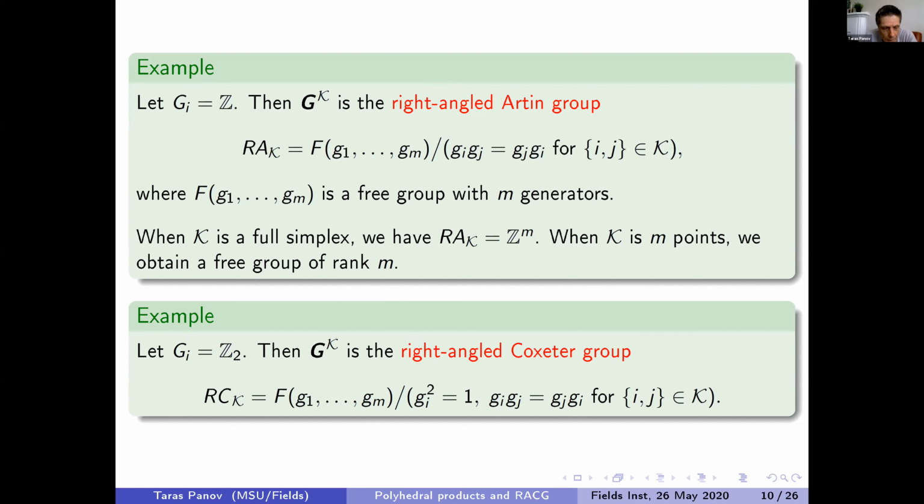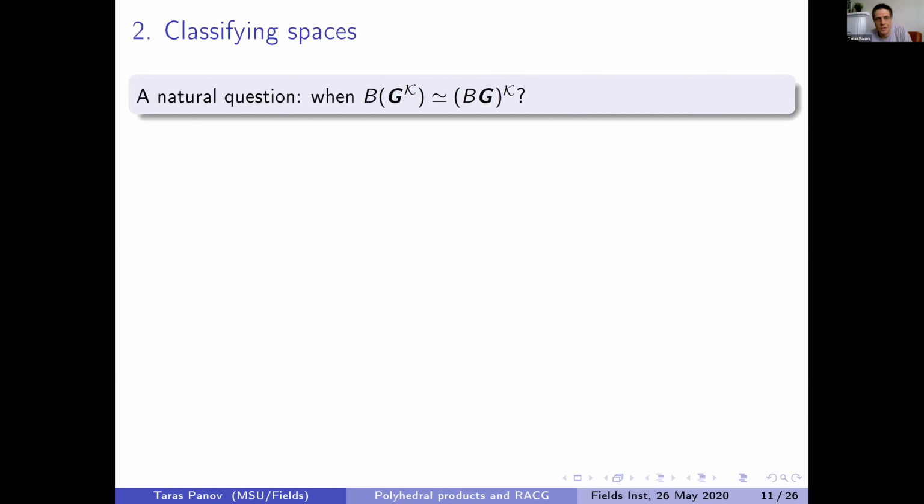Of course, you can form arbitrary graph products with other finite groups, like cyclic groups, for instance. And that leads to a natural question.